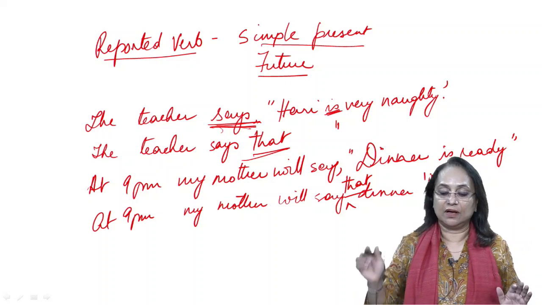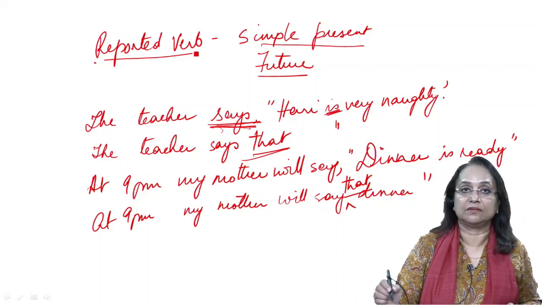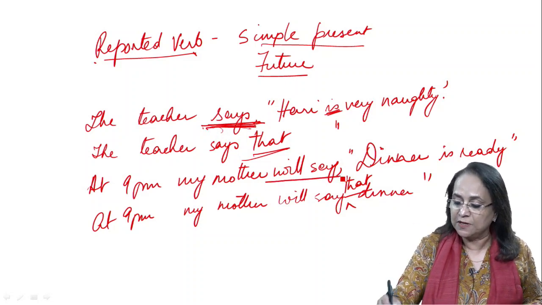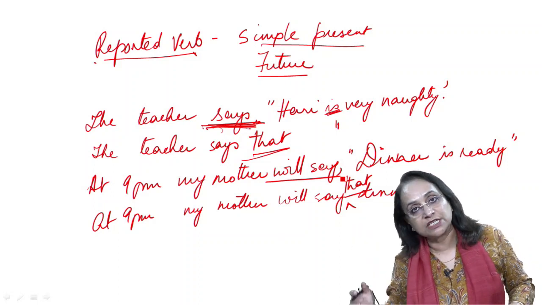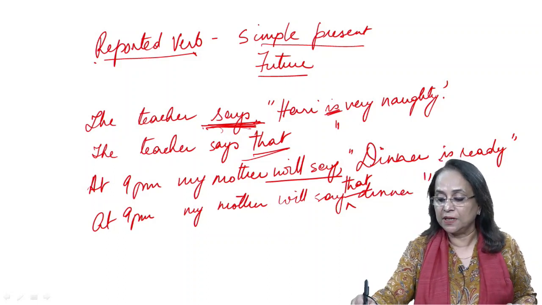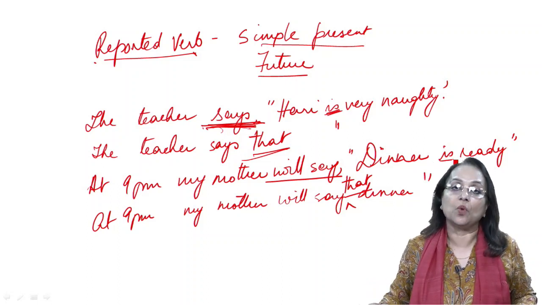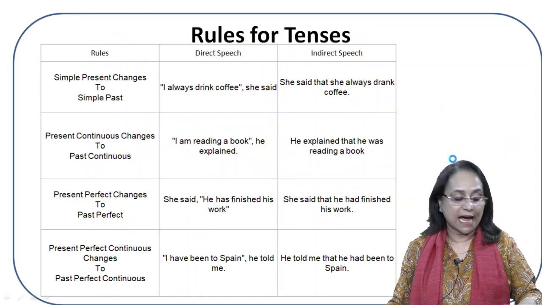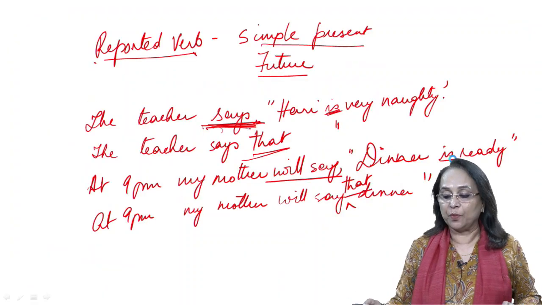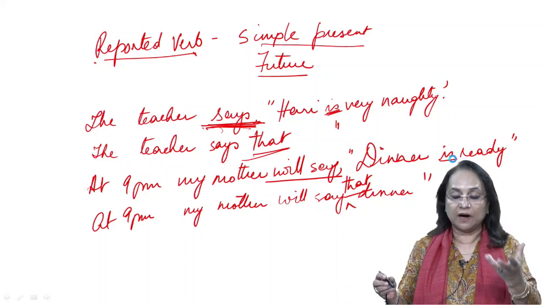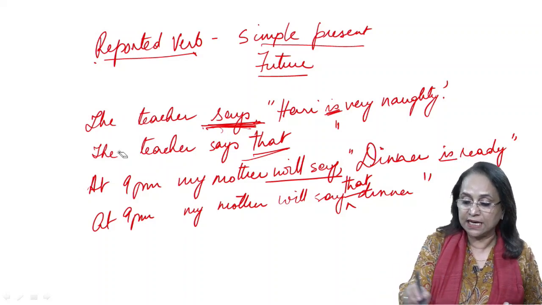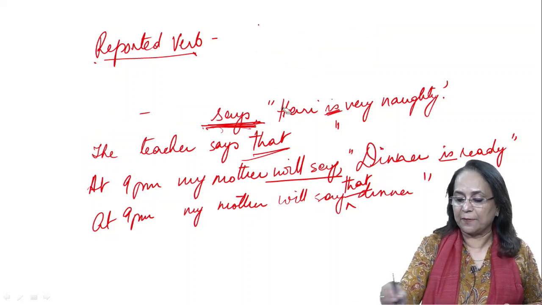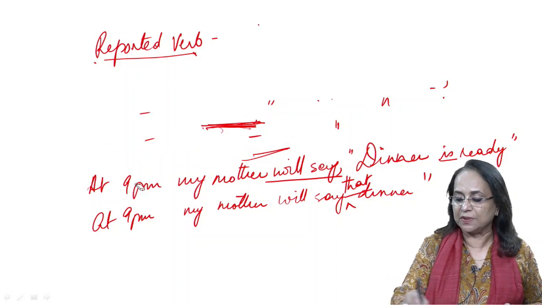So if the reported verb is in simple present or simple future, in the reported speech, the verb remains as it was. We do not change it, right? But what happens if the reported verb is in past? Then certain changes happen, right? Let's see what changes happen then.